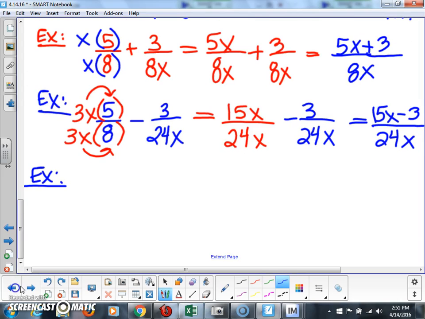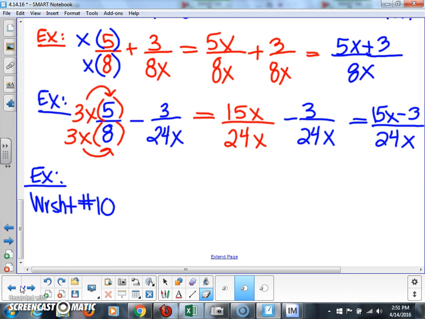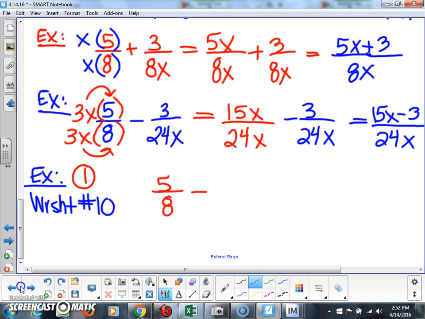Okay, if we look at worksheet number 10, and I know you guys don't have that yet, but I'm going to go ahead and show you example number 1. It says 5 divided by 8 minus 3 divided by 8x. We did that already.